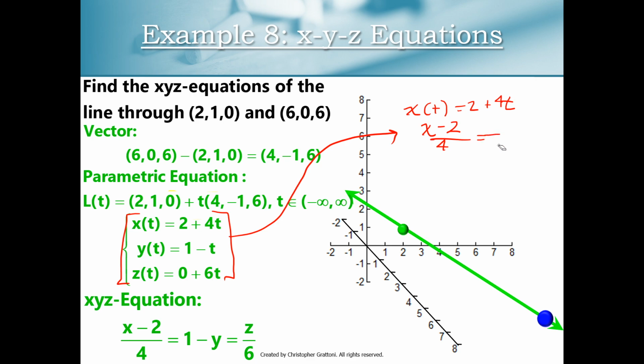I don't know why my pen keeps doing that. I apologize for the random horizontal lines that I keep getting there. I wish I could figure that out.